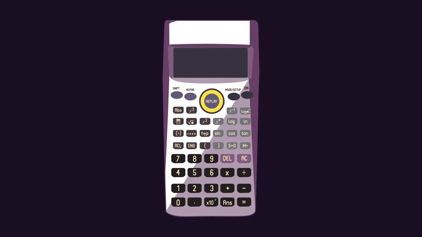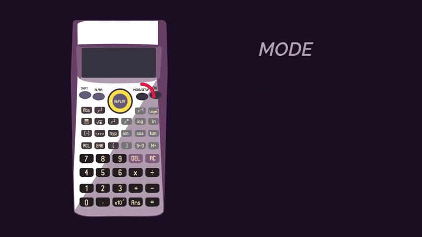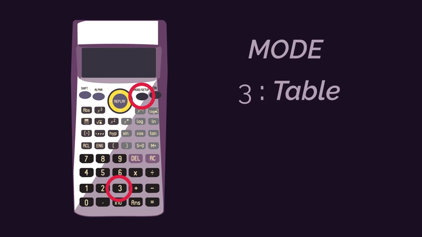If you have a calculator that looks similar to this, click Mode, select 3, Table. Your calculator then displays f of x, or maybe it will say y equals. You can enter the equation here, but it will need to be rearranged to y equals first. You cannot enter 3y, for example.